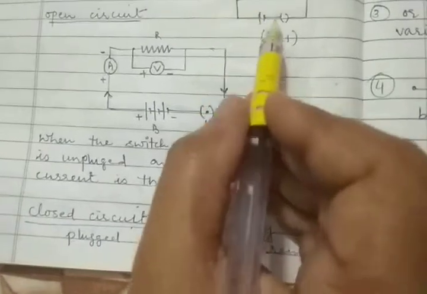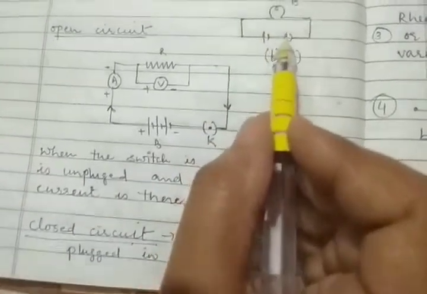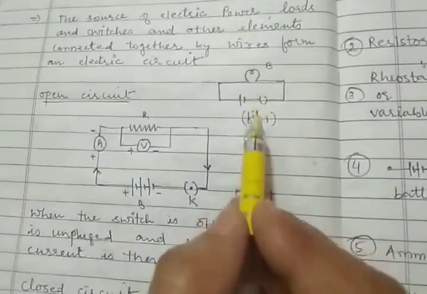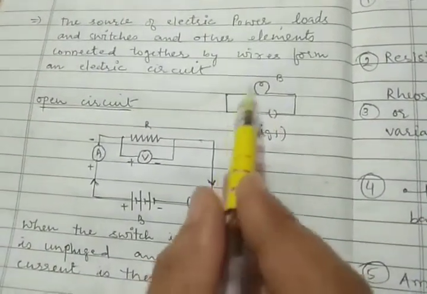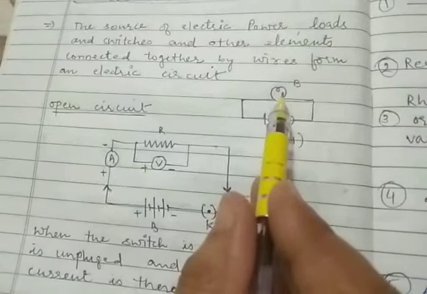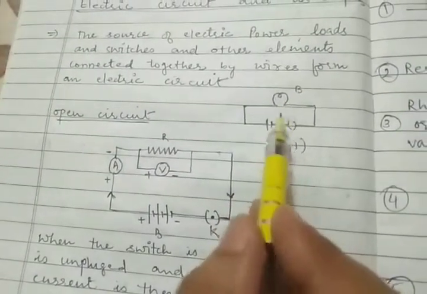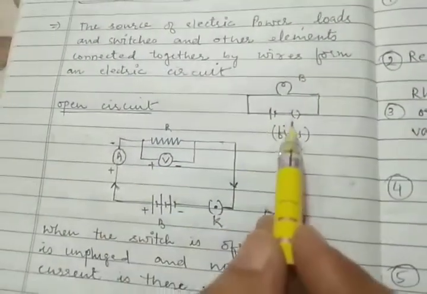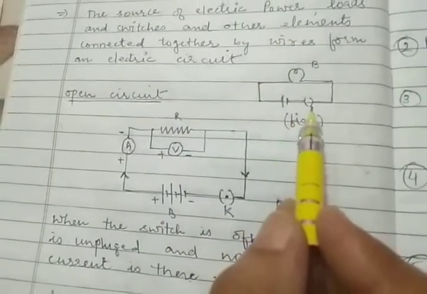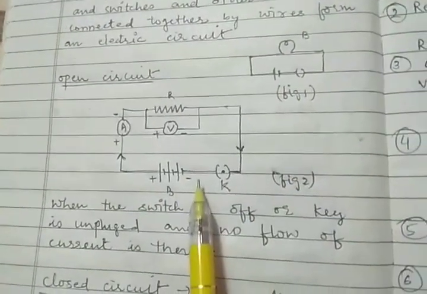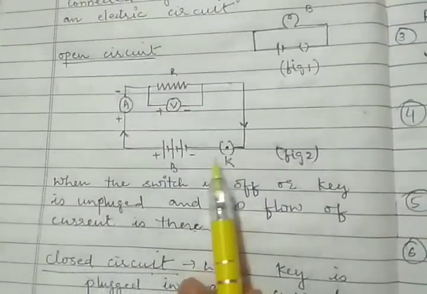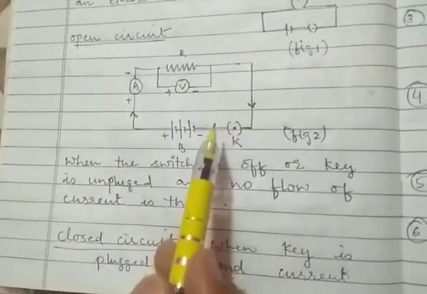Here I have shown one part of the circuit. In the open circuit the key is open, there is no key here, it means no current is flowing through the circuit and the bulb is not glowing. This circuit is known as an open circuit. Open circuit means when the key is not plugged in, there is no current in the circuit. But in a closed circuit, the key will be plugged in and the current will flow in the circuit.